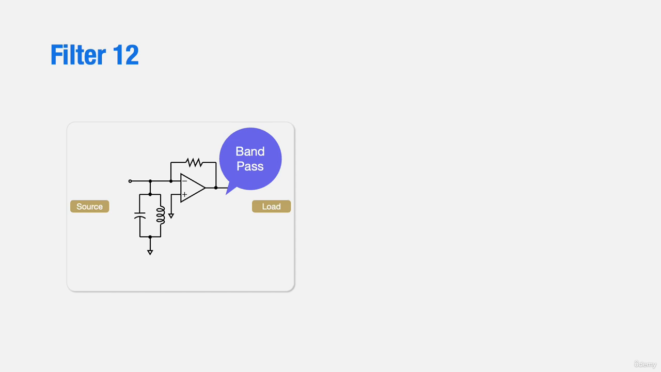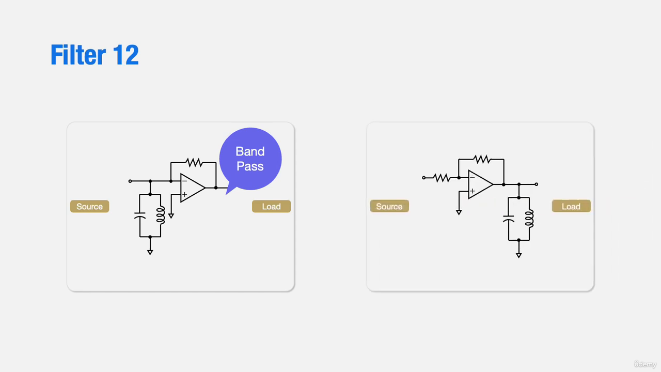Lower frequency signals will flow through the inductor to ground, while higher frequency signals will travel through the capacitor to ground. Thus, it functions as a bandpass filter. As for the circuit on the right, what type of filter does it become? Simple. It is a bandpass filter.